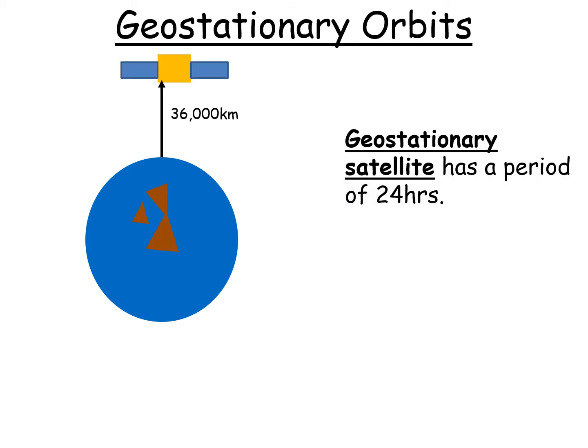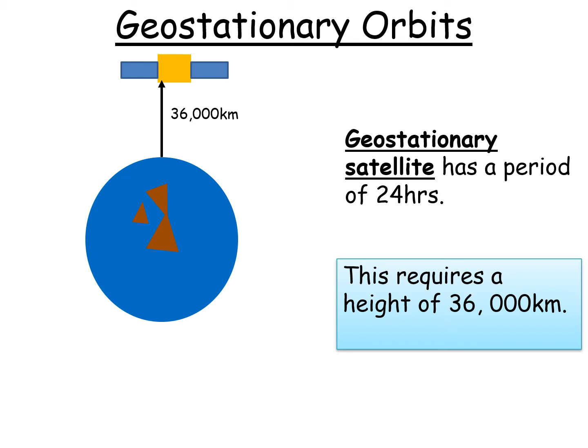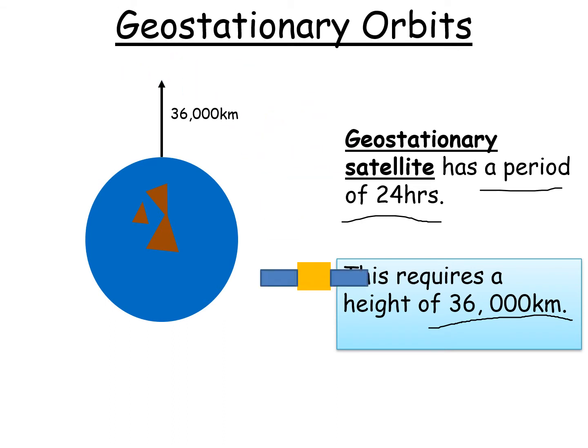Now, there's a really special satellite called a geostationary satellite. This is a satellite that has a period of 24 hours. So what that means is it takes 24 hours for the satellite to go around planet Earth. In order for the satellite to be geostationary, it must have a height of 36,000 kilometers. So there's two ways to describe a geostationary satellite. One is that it has a period of 24 hours, or two, it is at a height of 36,000 kilometers. So it goes around the Earth like this.